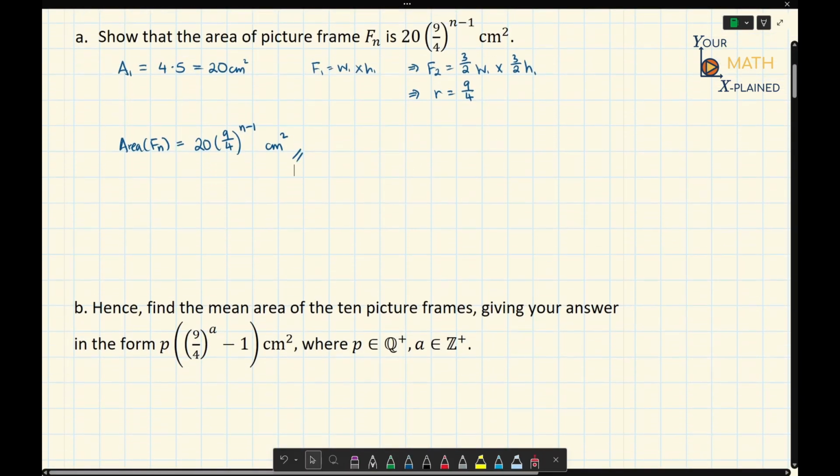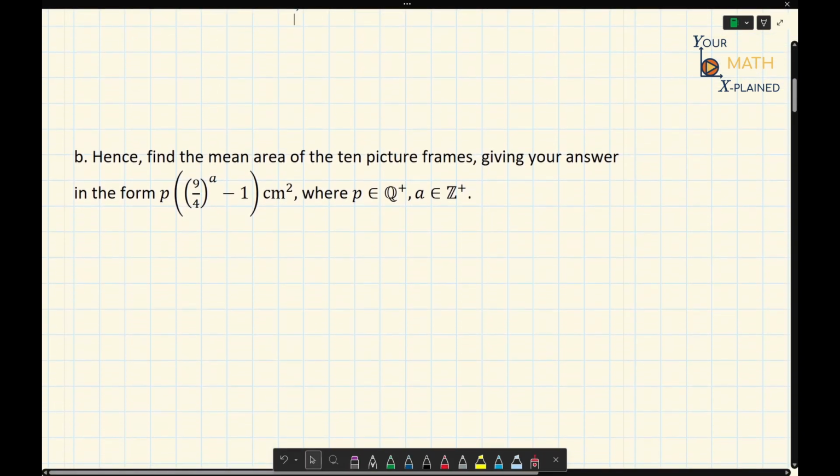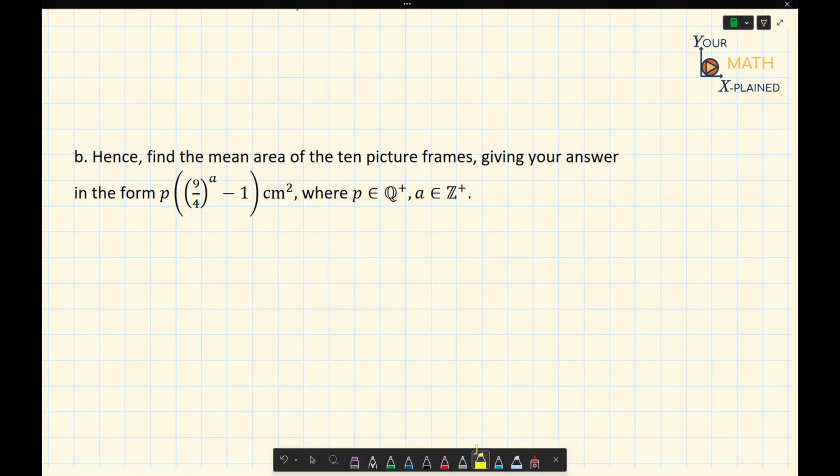Now, the second part of this question is asking us to find the mean area of the 10 picture frames. And we want to give our answer in this particular form, where P is a quotient and A is an integer, both of which are positive numbers. So now we know that the mean is going to be equal to the sum of the areas divided by the number of frames. So that means it's going to be S sub 10 divided by 10 because we have a total of 10 frames.